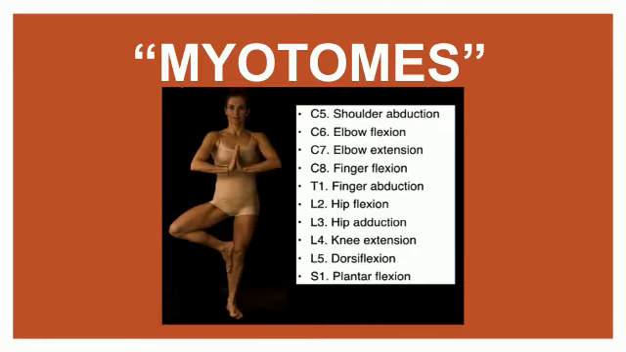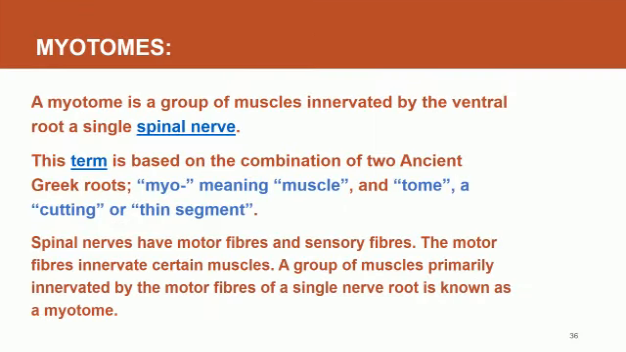Now, we will talk about myotomes. What are myotomes and why are they important? The term myotome is based on the combination of two ancient Greek words, myo, which means muscle, and tome, which means cutting or thin segment. So myotome literally means thin segment or section of a muscle. But clinically, we say a myotome is a group of muscles innervated by a single spinal cord nerve level.